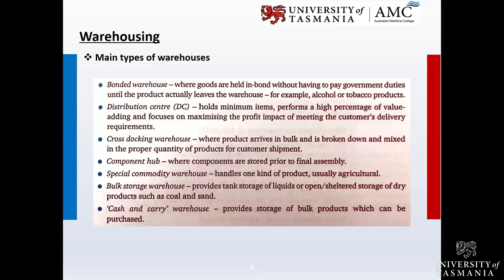The third is cloth stocking warehouse and component hub, special commodity warehouse, and bulk storage warehouse, cash and carry warehouse. So these present some features of each type of warehouse. You need to pay more attention to distribution center and cloth stocking warehouse. We will provide more details later.